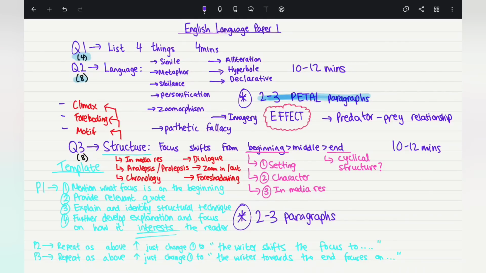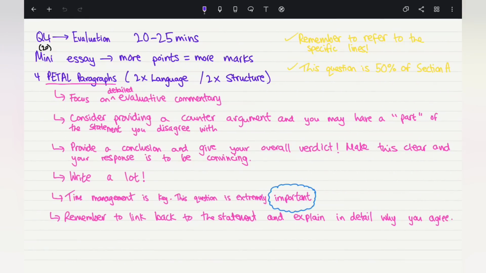Moving on, question 4 is the final question for section A, which is worth a massive 20 marks. Now, if you do the maths, that is in fact 50% of your entire reading paper.